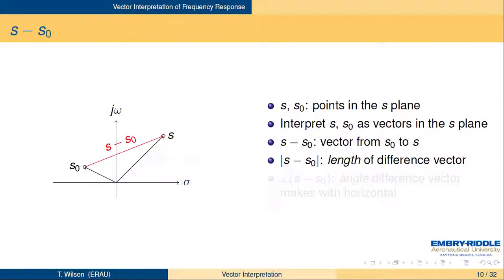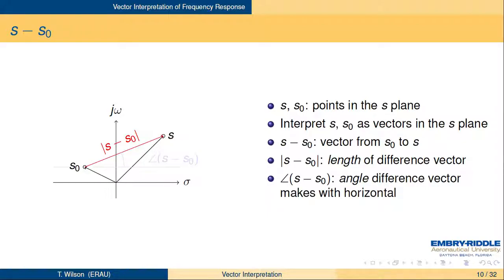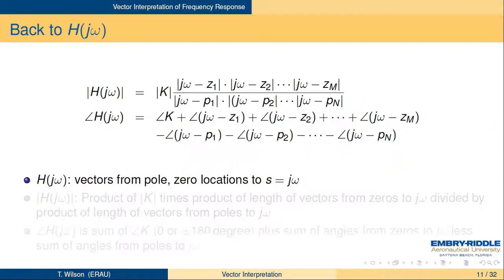Well, the magnitude of S minus S0 then is just the length of that vector. And the angle of S minus S0 is going to be the angle that vector makes with a horizontal line. So we can use geometry to figure out what the magnitudes and angles are of the terms S minus S0 when we go to do our frequency response. So let's go back and put j omega in where S was.